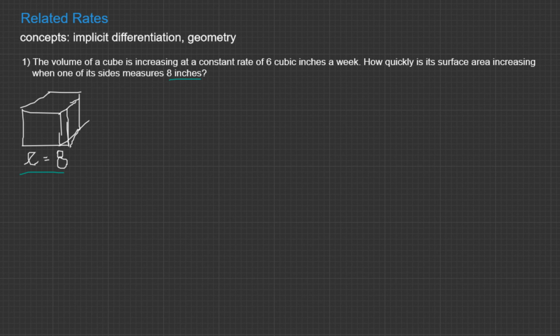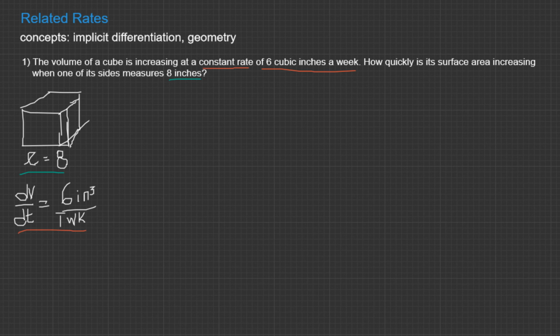The next thing that we know is that the volume of the cube is increasing at a constant rate of 6 cubic inches per week. So that means that the derivative of volume with respect to time is equal to 6 inches cubed per week. Every 1 week, it's increasing 6 cubic inches. And we can pull that information out by this constant rate phrasing.